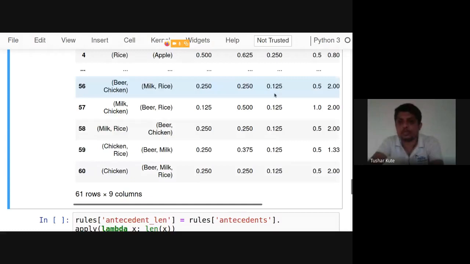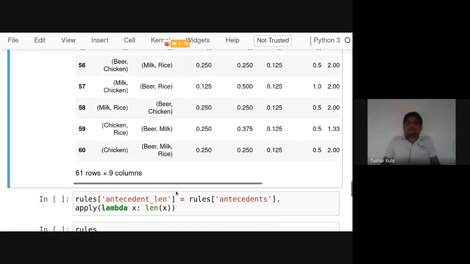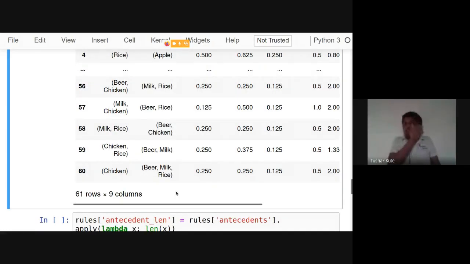0.125 is the minimum support that is presented. 61 rules are created there. That's what we can do, and many operations are possible. It's not like 61 rules you have to take.